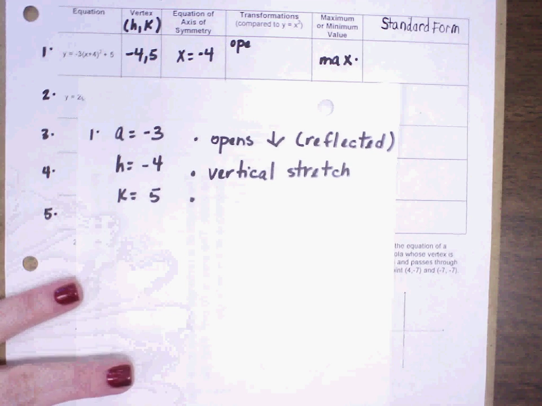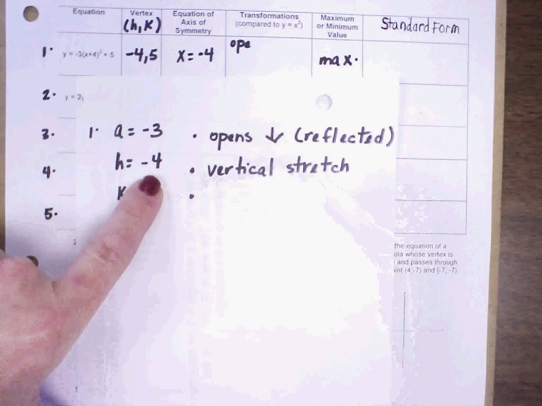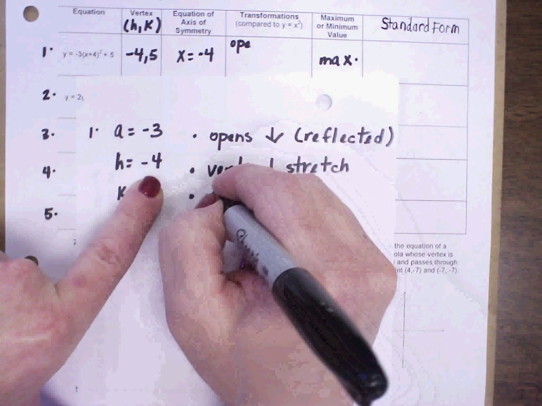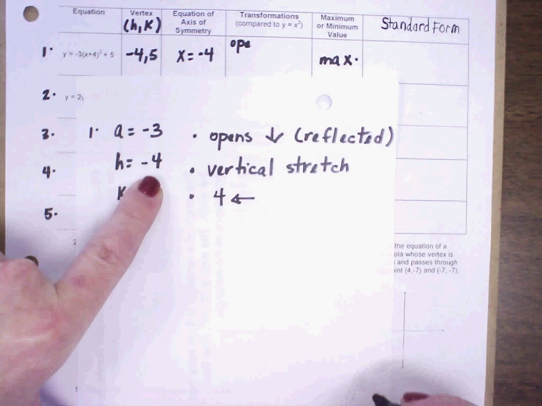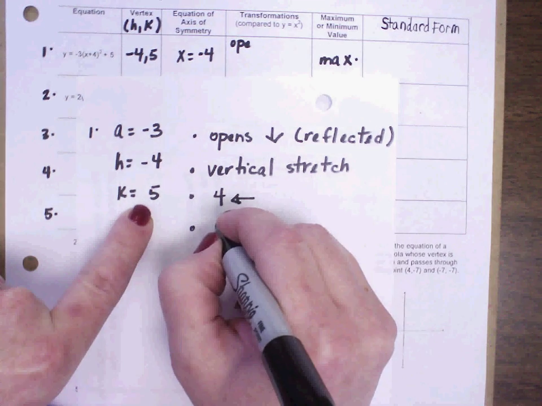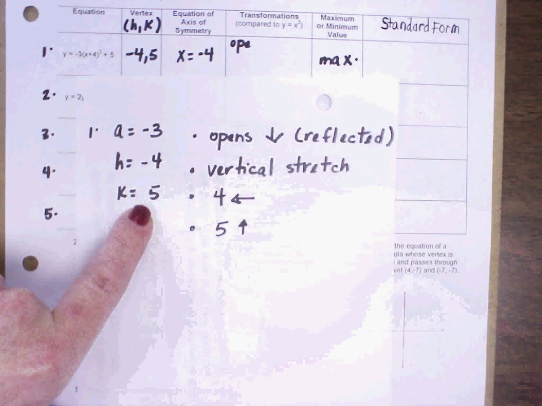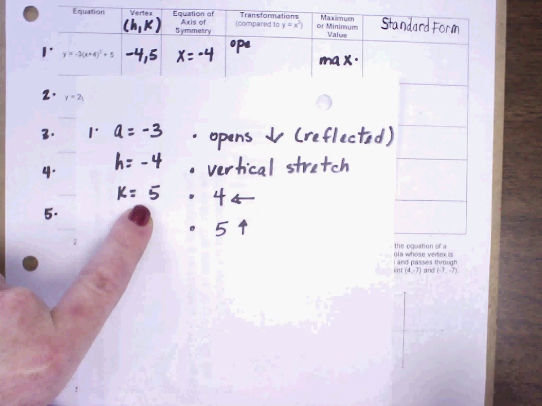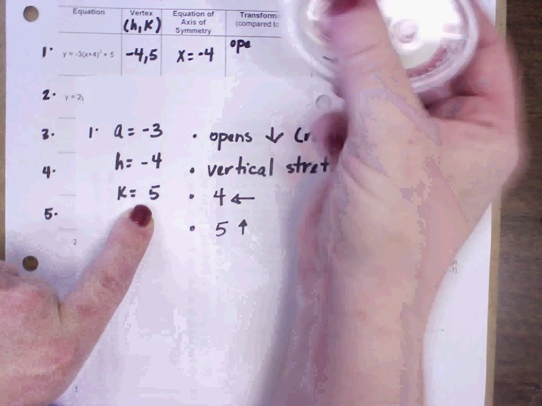Yay? All right. Now, that H of -4, what does it tell me? 4 units to the left, because it's negative. All right. What does the K tell me? 5 units up, and we're done, right? Those were the transformations. Yay? All right, now let's write it in standard form.